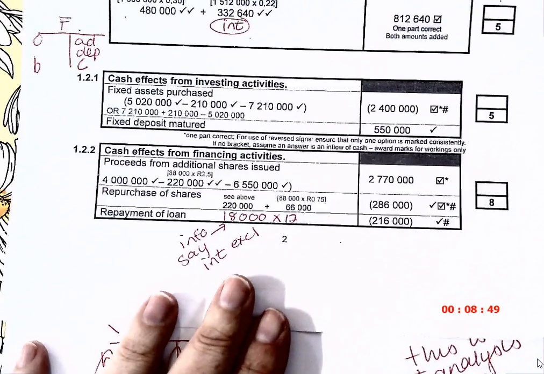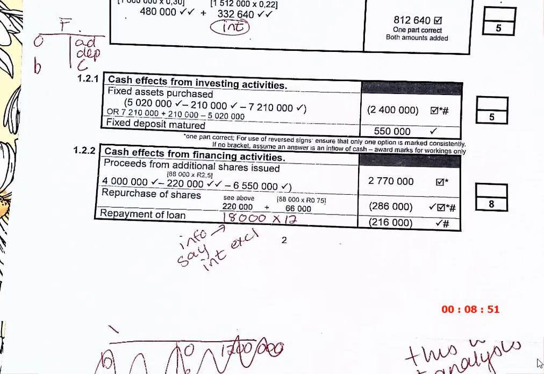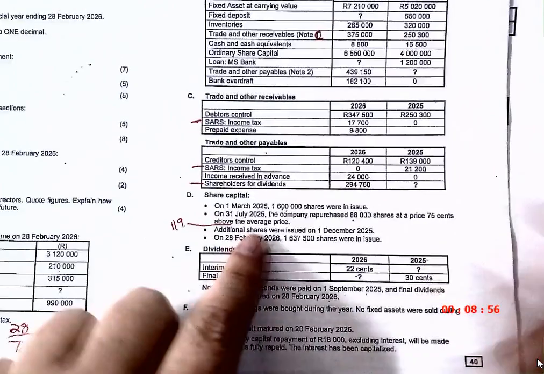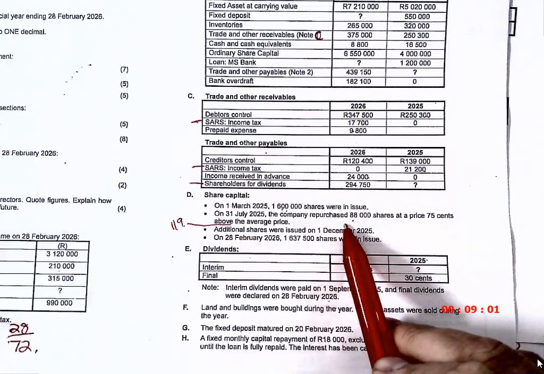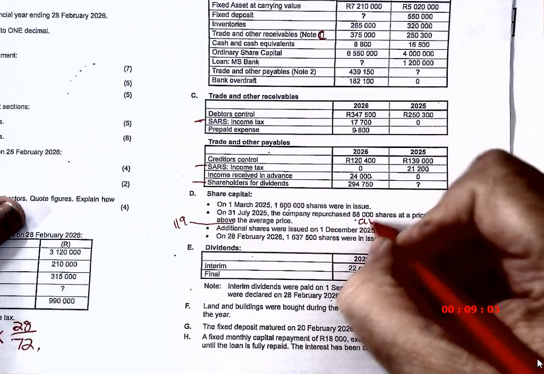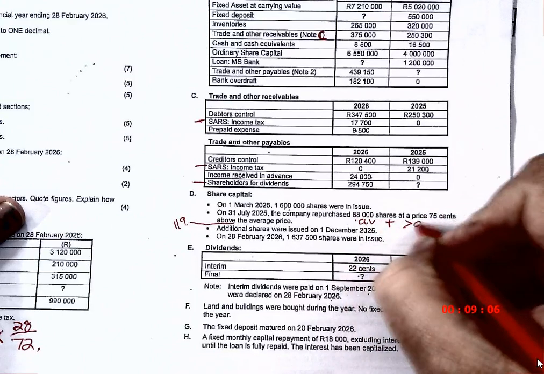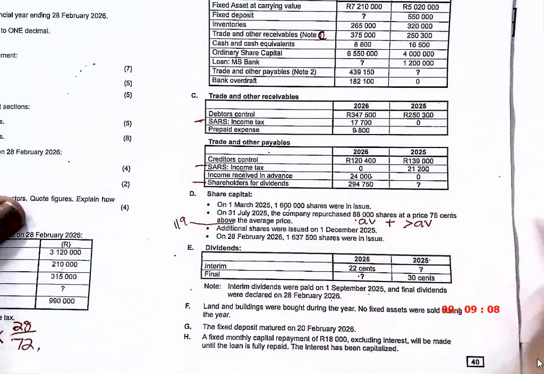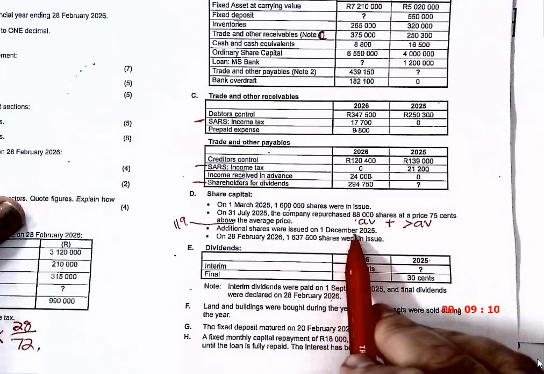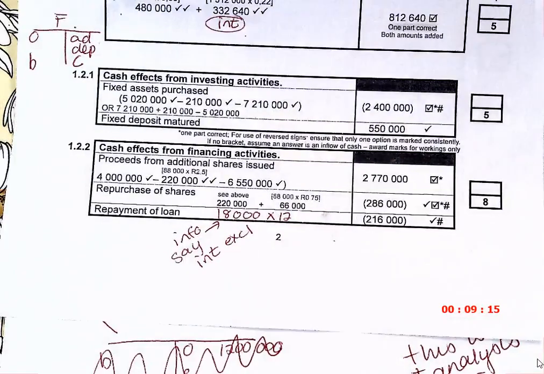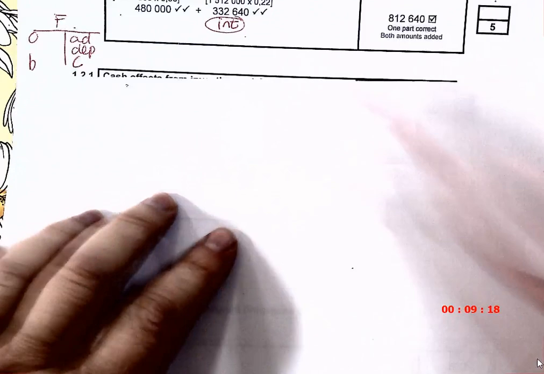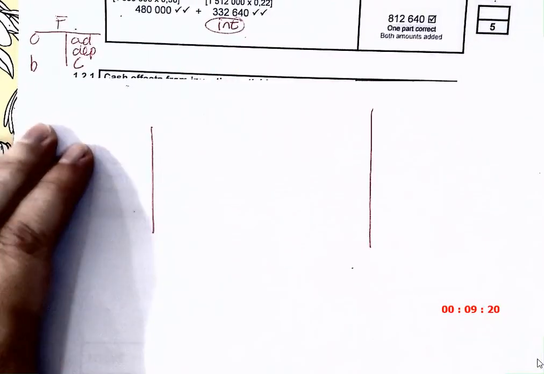Let's look at financing. Financing is my shares. So let's go look. First thing, they told me I repurchased shares. And when I repurchase, I want the average price and the above average. I want the total price. And additional shares were issued. So, best way to do this is literally to go draw for yourself the note. So let's go look.